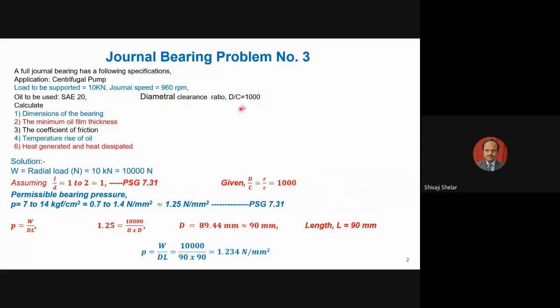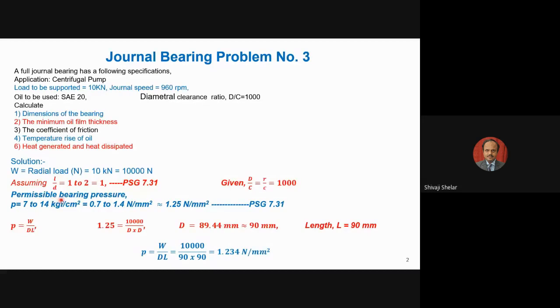Then in the problem we have been given D by C, that is diameter upon diametral clearance. So the diametral clearance ratio D by C is equal to 1000. This is given in the problem. Capital D is the diameter, capital C is the diametral clearance. But that is also nothing but radius upon radial clearance, so small r upon small c is equal to 1000, as given in the problem. So these two data we are starting with.